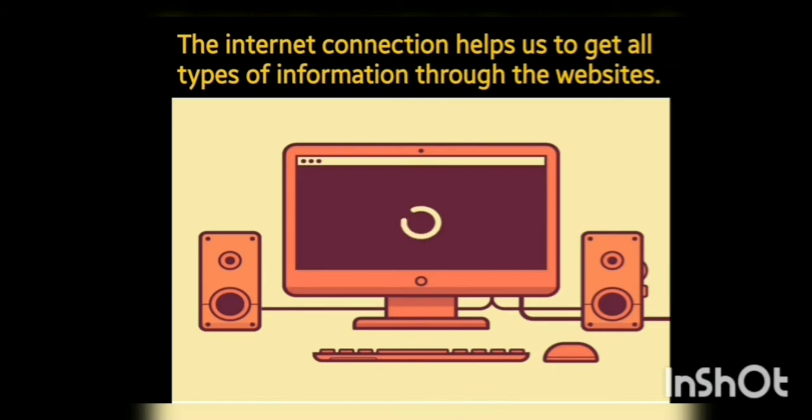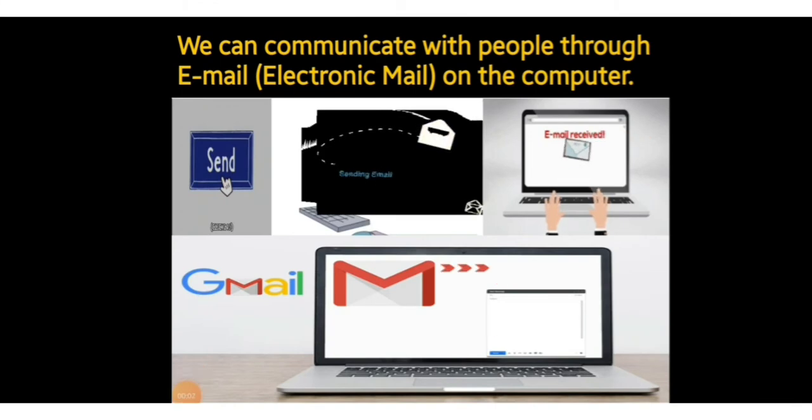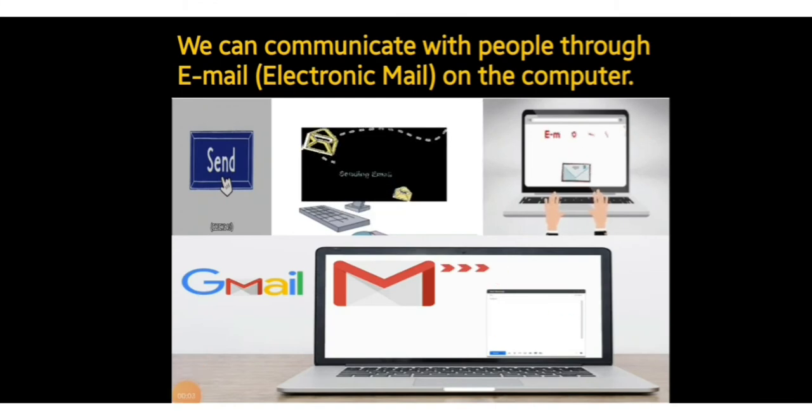And with the help of internet as well, children, we get to know so many things, isn't it? When we search on Google, we get so much information about plants, animals, food, different places. So children, the next topic is email.